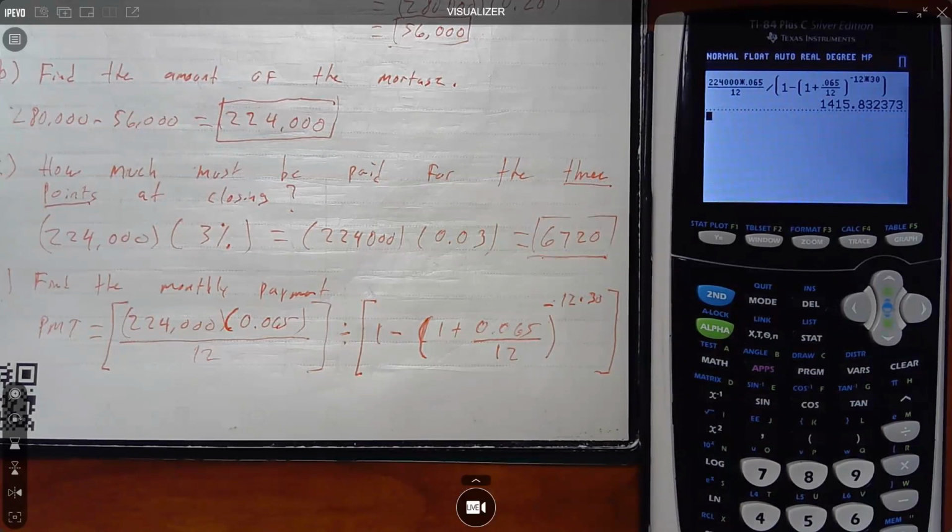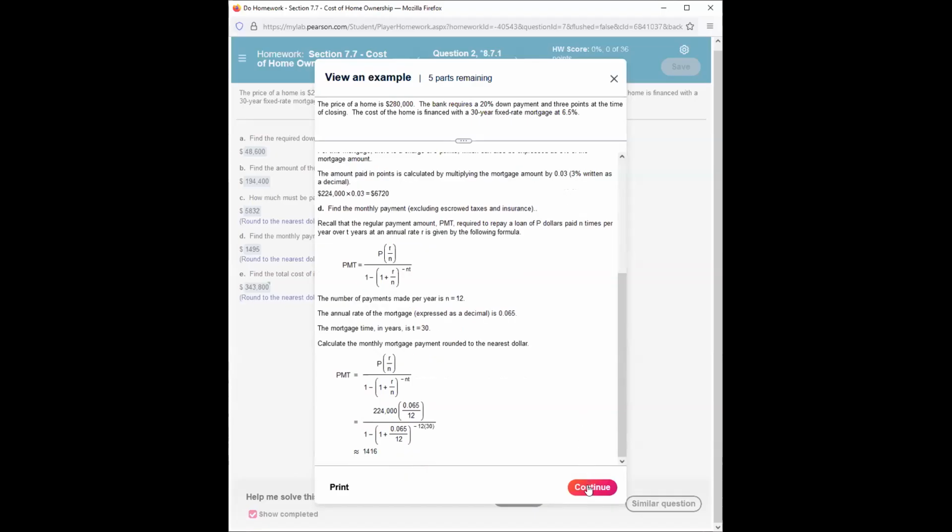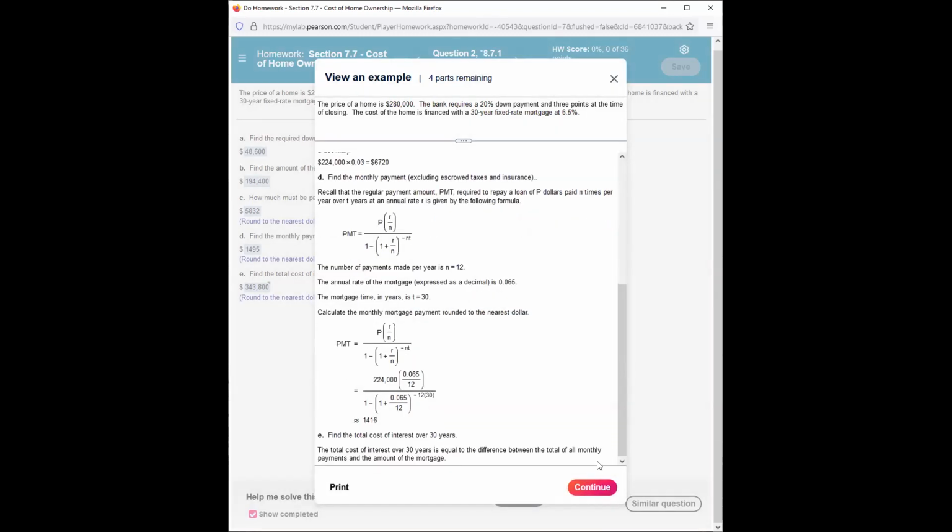Let's check our work. Let's check the answer. About what they got. Yeah, 1,416. They rounded to the nearest dollar. So the homework should tell you.